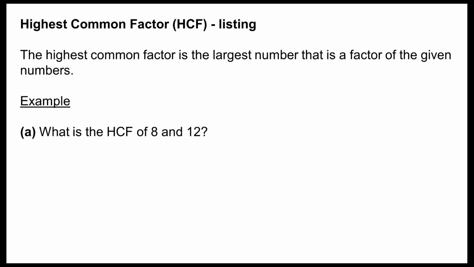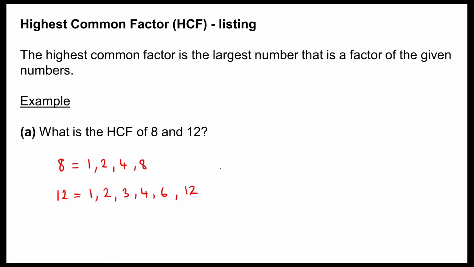The last part of this lesson is looking at the highest common factor. The highest common factor is the largest number that is a factor of the given numbers. In our example, we're asked to work out the highest common factor of 8 and 12. So I'm going to start off by writing down all of the factors of 8, which are 1, 2, 4 and 8. Next, I'm going to list all of the factors of 12. That is 1, 2, 3, 4, 6 and 12.